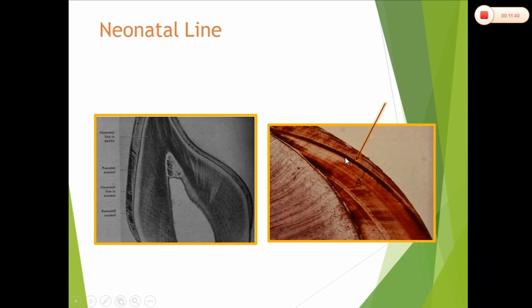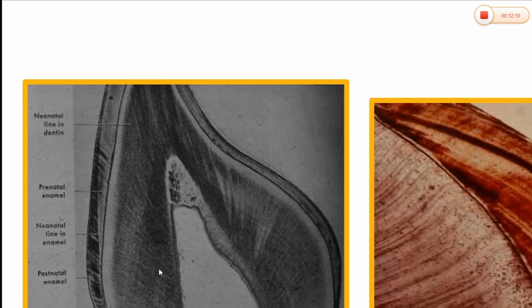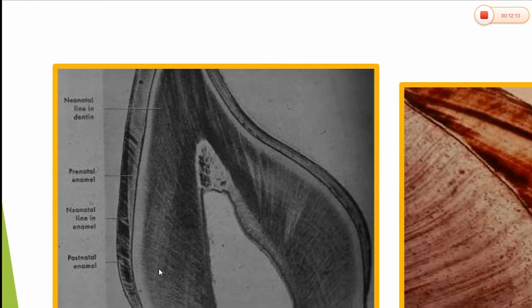Here, as usual, this is the neonatal line. This is the enamel that formed before birth, which is harder than the enamel after birth. Why is the enamel after birth on the outside? Because the ameloblasts produce enamel and go outward. Okay? They secrete the enamel and move outside. So this enamel formed after birth and this before birth. This dividing line is the neonatal line of the enamel.